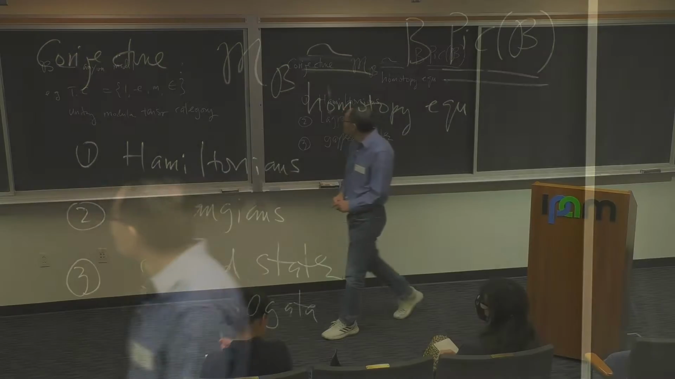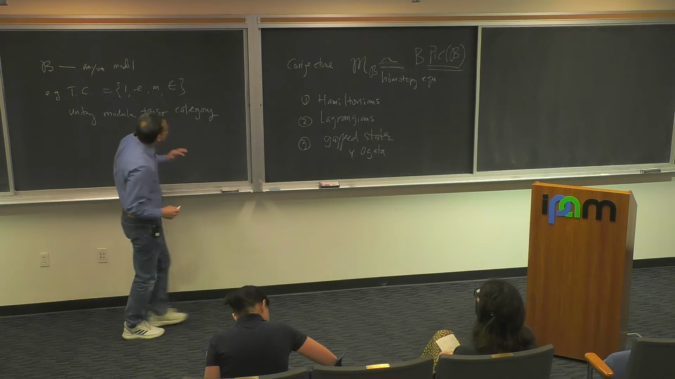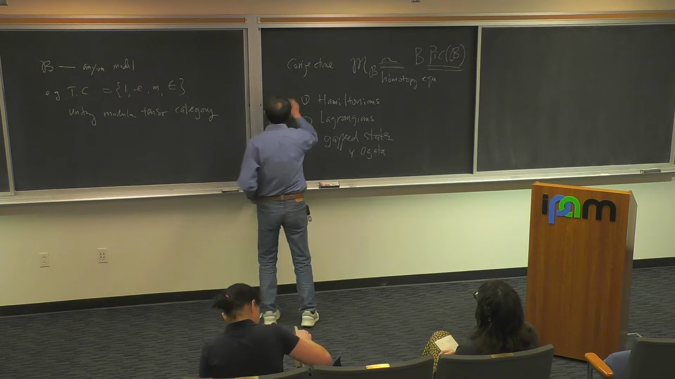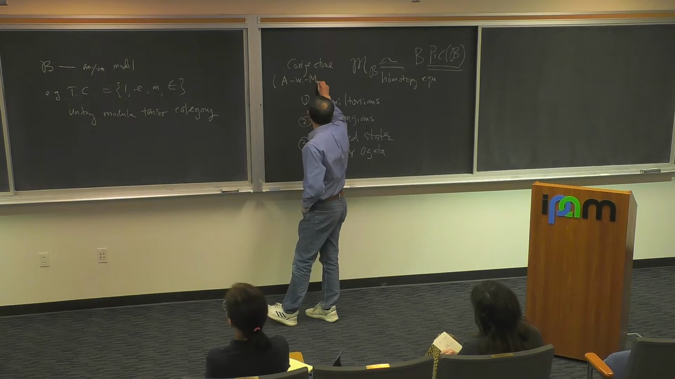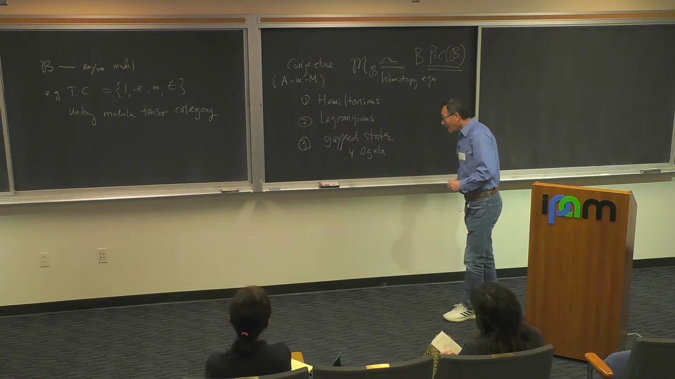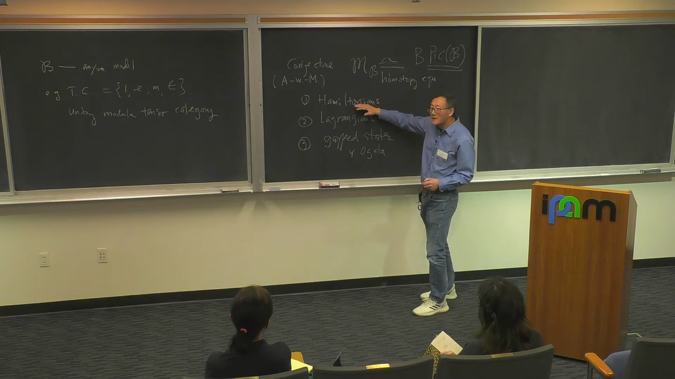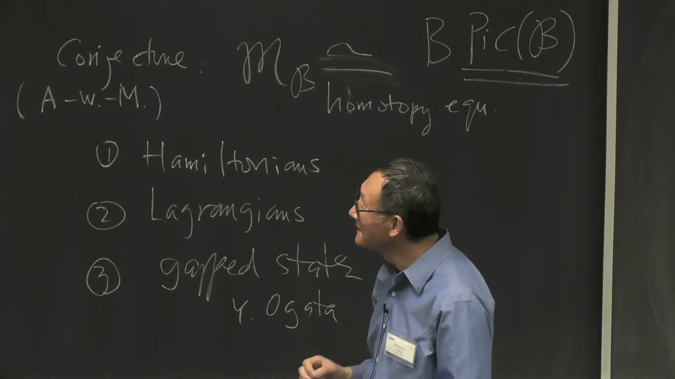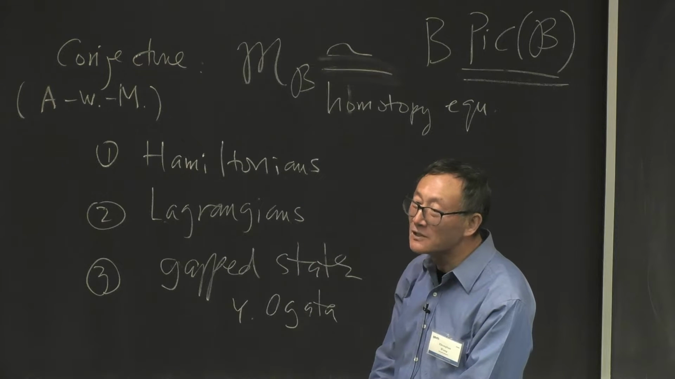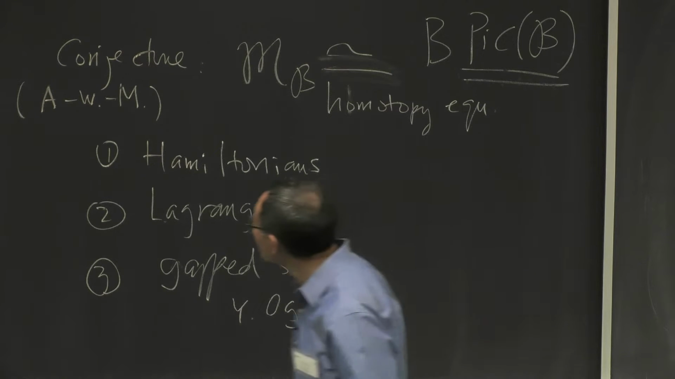Okay. So there are two origins of this conjecture. One is the paper of me and Matt. We tried to study this problem using Hamiltonians. And the whole purpose is to come up with a framework to understand the Hastings-Haah code. So I will say a little bit about that.